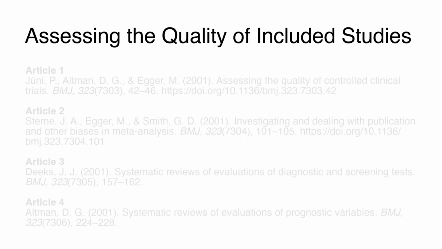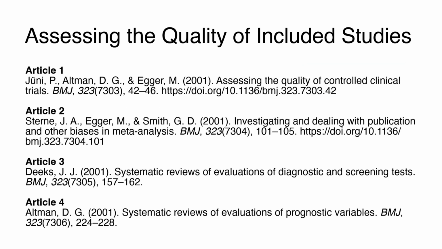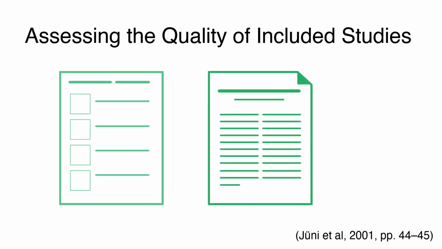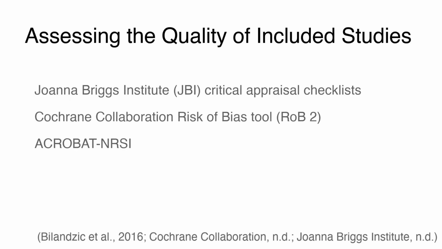For more details about the reliability and validity of assessment scales, consider checking out a series of articles by Jüni, Witschi, Bloch, and Egger. Unlike scales which combine information to a single numeric value, checklists can measure quality of studies based on domains or components. A few examples are the Joanna Briggs Institute Critical Appraisal Tools, the Cochrane Risk of Bias Tool, and the ACROBAT-NRSI for non-randomized studies.